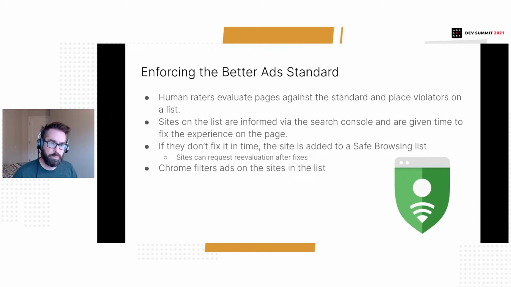Well, there's a system in place to have humans evaluate pages against this standard. And then pages that fail are informed via Google's Search Console. And then they're given time to fix the behavior. And if they don't, and the time lapses, then the site is added to a safe browsing list, which Chrome later ingests, and sites on that safe browsing list will have their ads filtered by Chrome. Sites can ask for re-review once they've corrected the offending behavior, or if they believe that they were incorrectly added to the list.